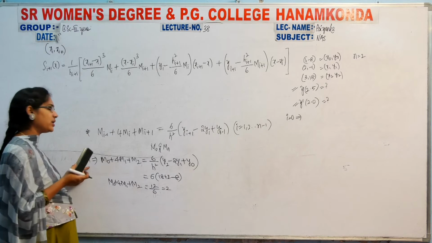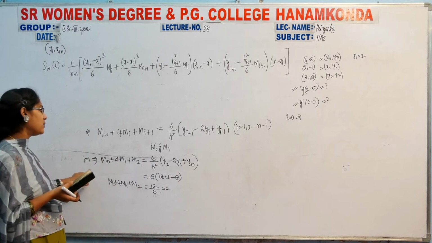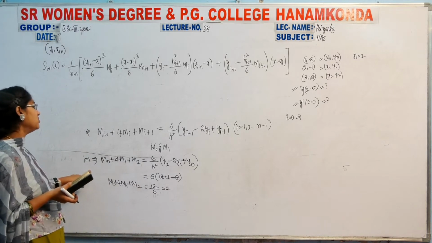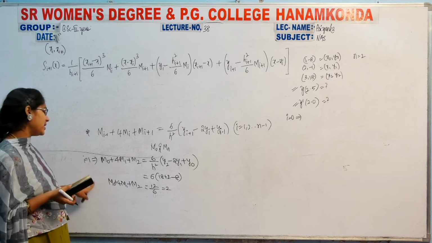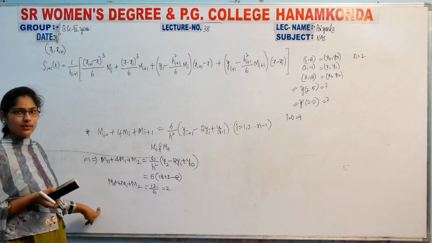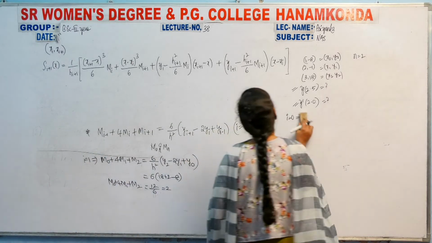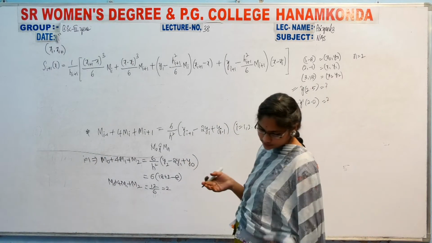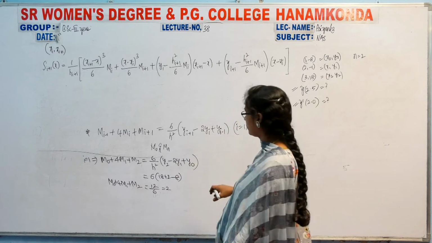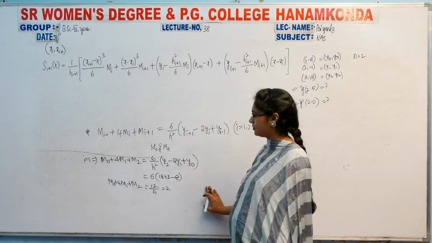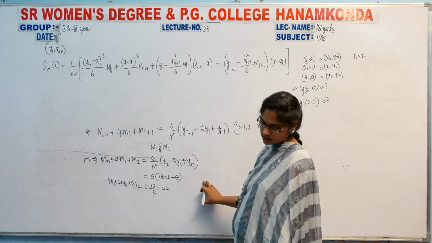So here I substituted I equal to 1. Next I equal to 2, I equal to 3. Then we will get the equations, and by solving those equations we will get the values of m0, m1, m2. Now write down. Take like this.